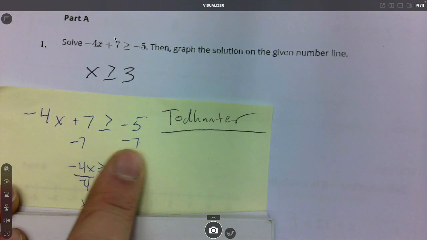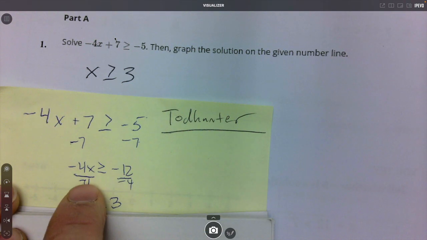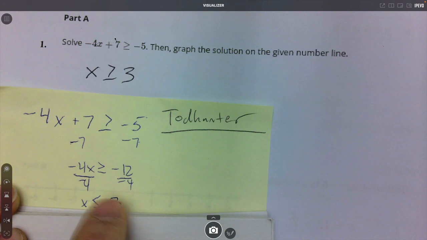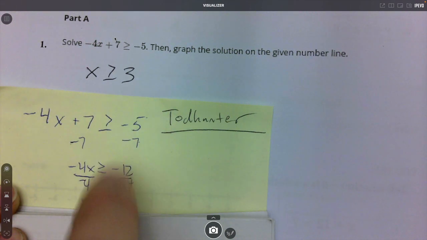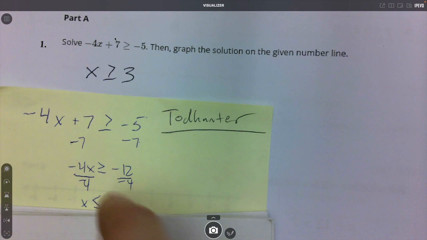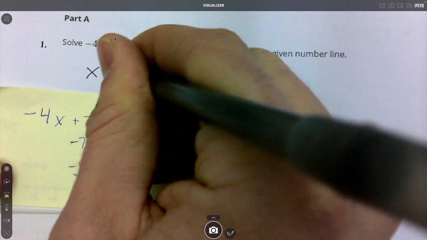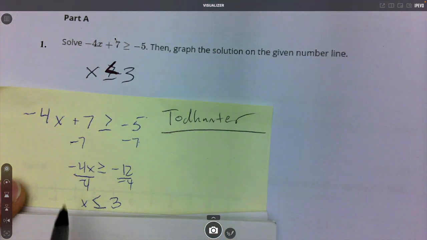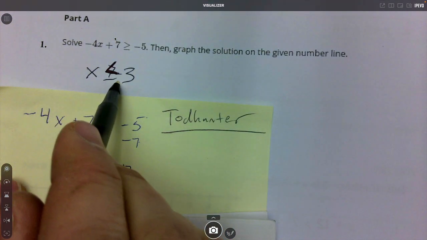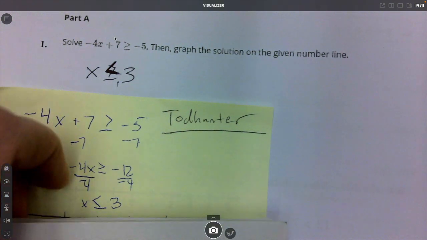When we subtracted 7 on both sides, we got negative 12. When we divided by 4, we got 3. Why is the sign less than, Avery? Great. So they flipped it. We flipped it. Let's check the graph.